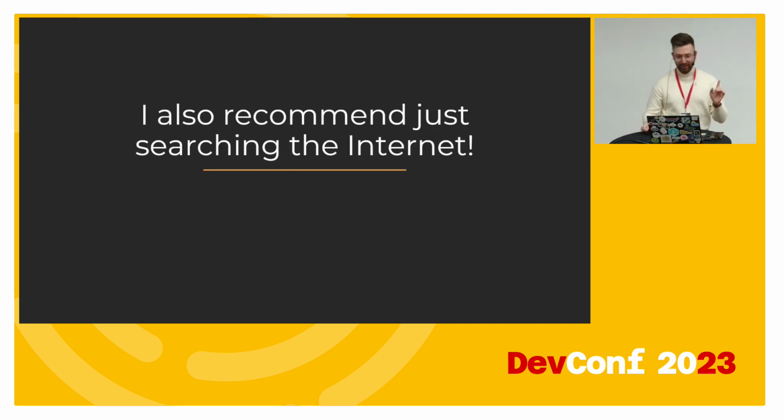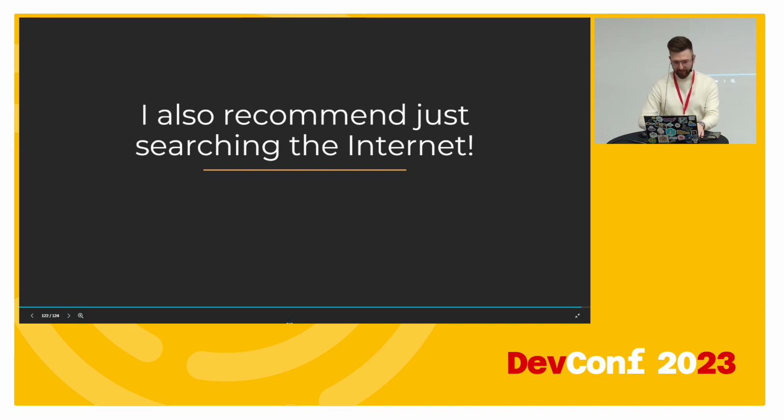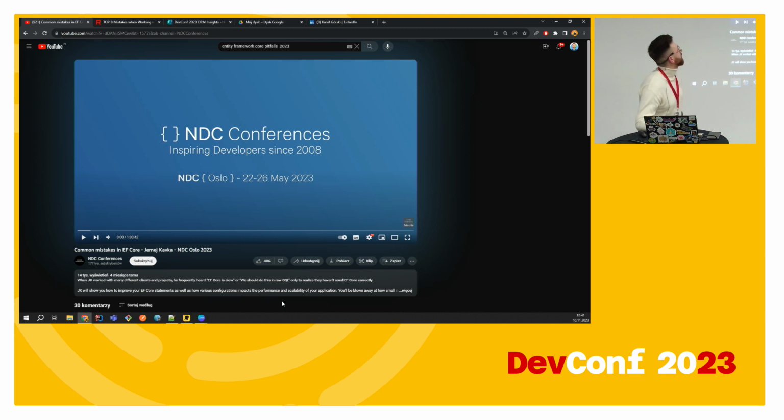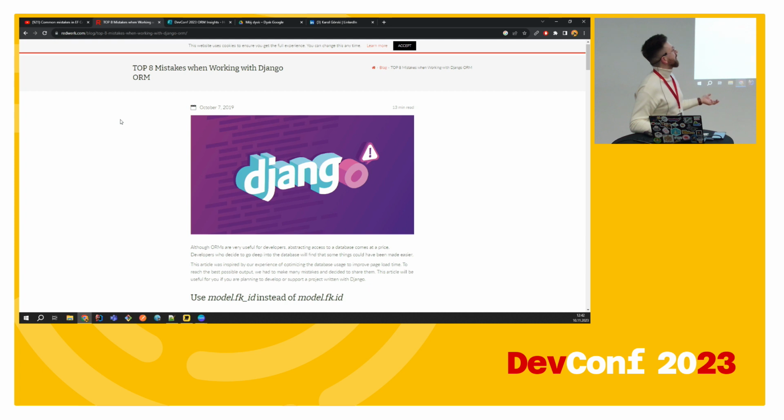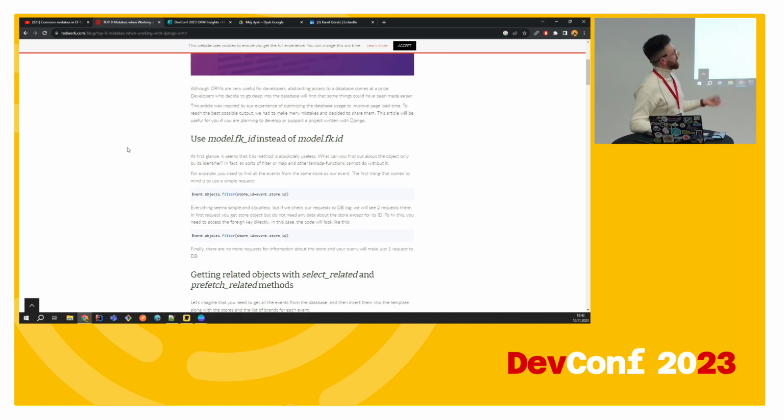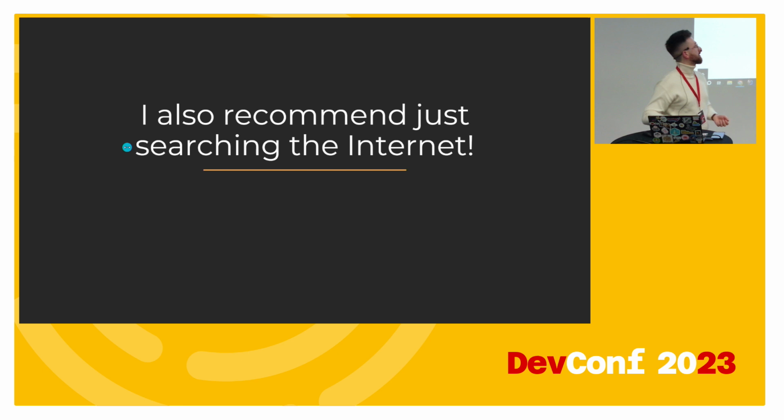Also, I recommend searching the internet. I Googled common mistakes in Entity Framework Core, for example. That presentation occurred this year. I've watched it, and it really shows the same type of problems that Hibernate has, but in EF Core. So just use it. Also, I tried to Google for some Django and SQLAlchemy problems, and we have something like that in Django ORM problems and so on. If you want to make your ORM more performant and avoid pitfalls, Google for such things, and it may help you.